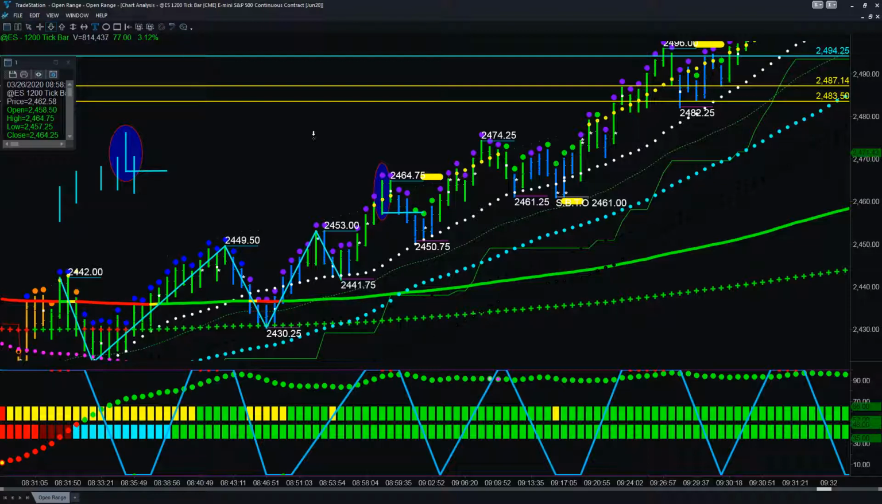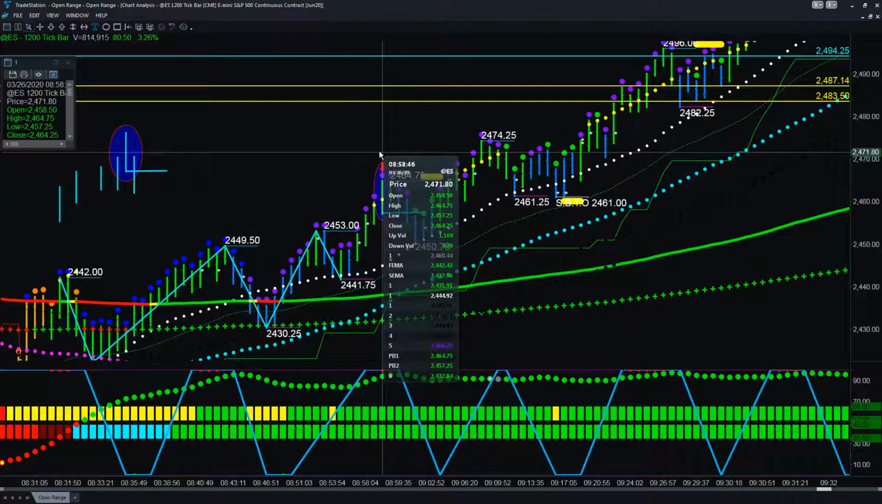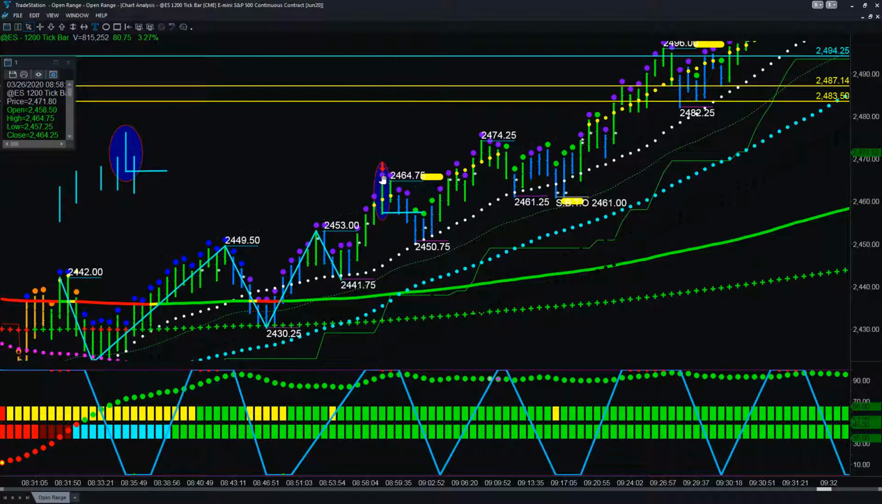I'm going to throw an arrow on the top to show you which is the pivot bar. So there's our pivot. 64.75 is my high. The low of that bar is 57.25. As long as no bar within this sequence goes higher, there's my pivot. And then the same thing to the downside.